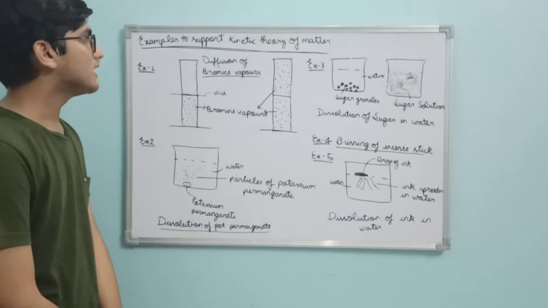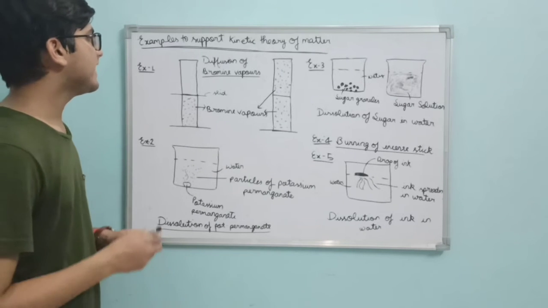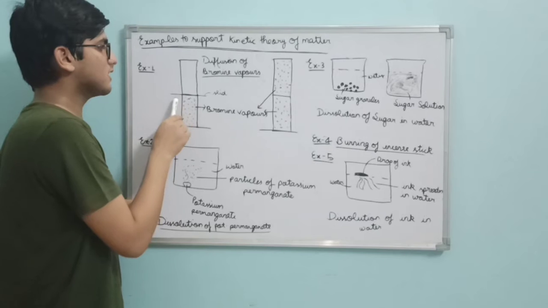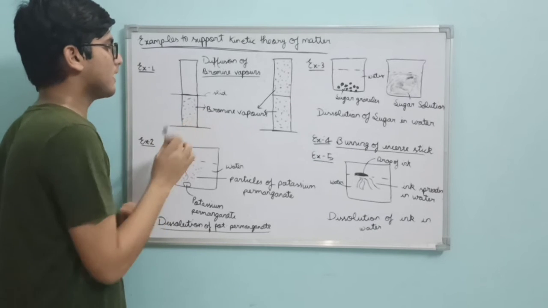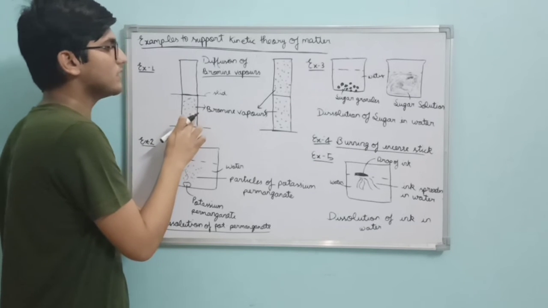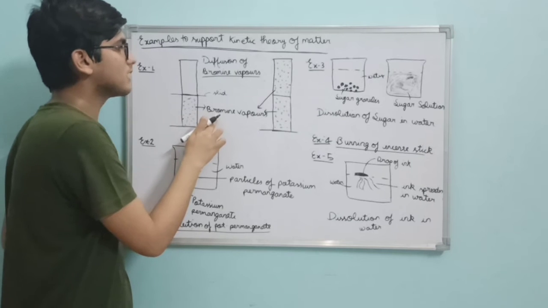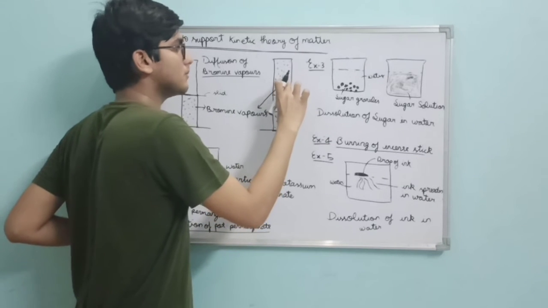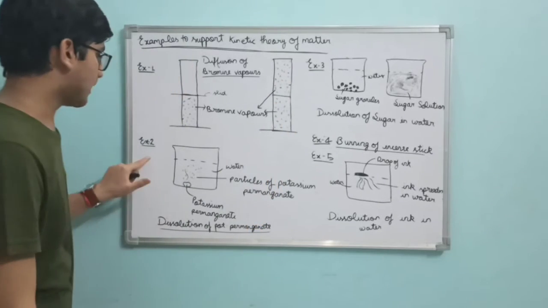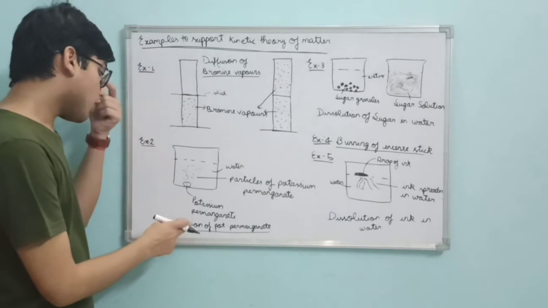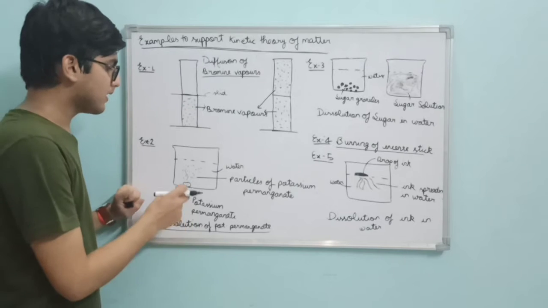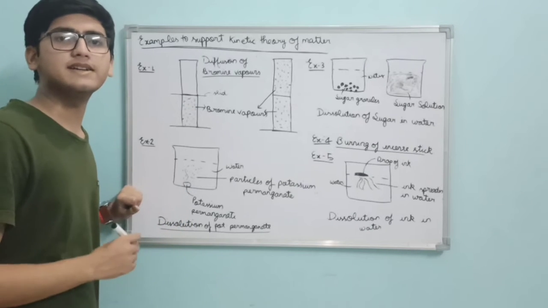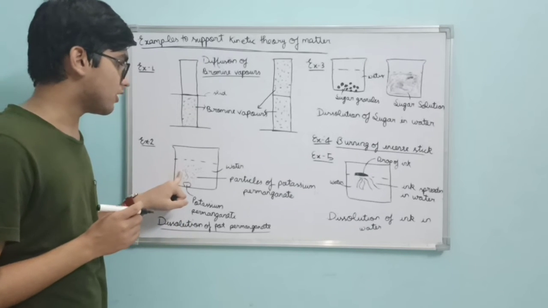Example number 1 is diffusion of bromine vapor. In this, we have taken 2 cylindrical tubes divided by a slit. In one cylindrical tube, we have put the bromine vapors. When we remove the slit, the bromine vapors diffuse into both the cylindrical tubes. Example number 2 is dissolution of potassium permanganate in water. When we put a crystal of potassium permanganate in water, it completely dissolves.